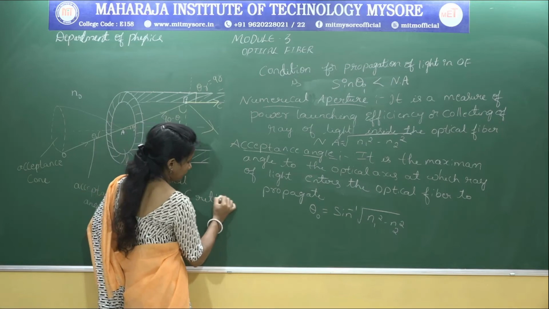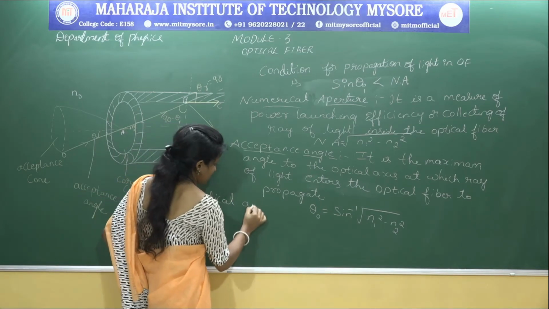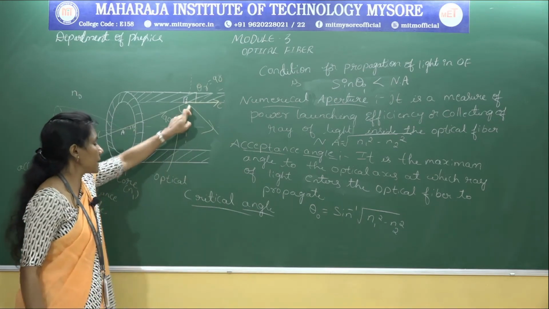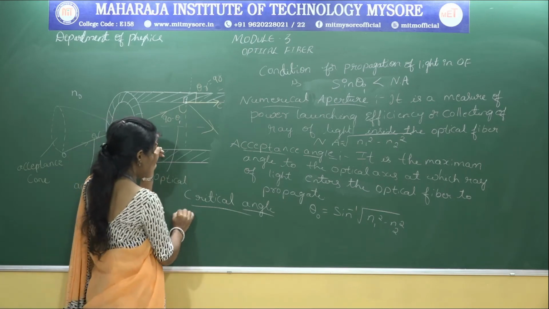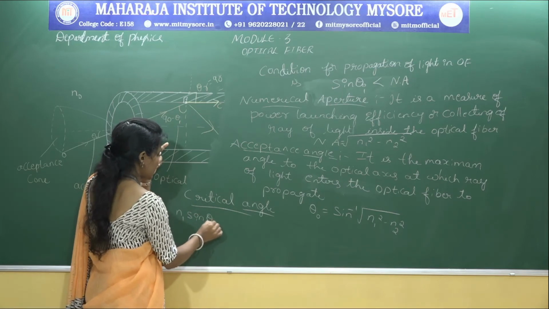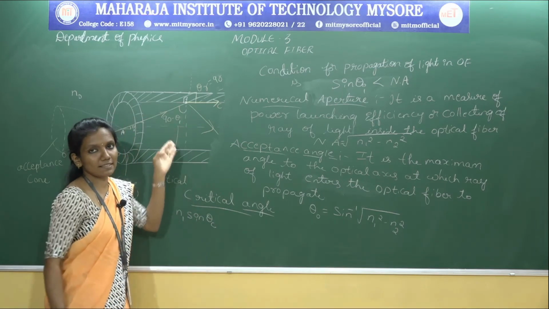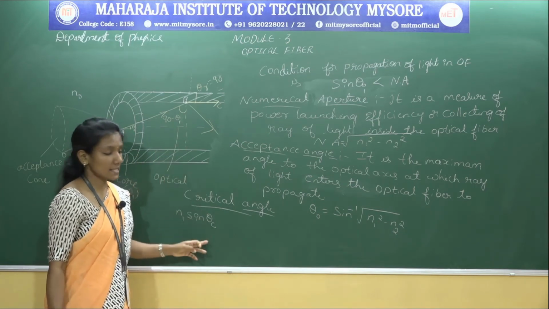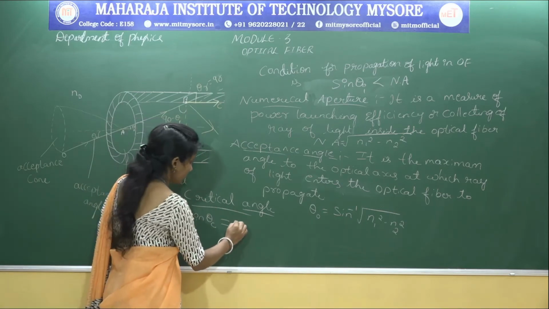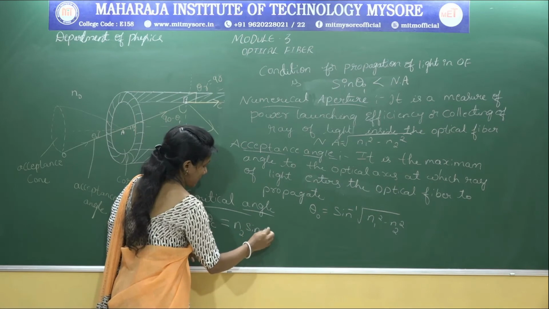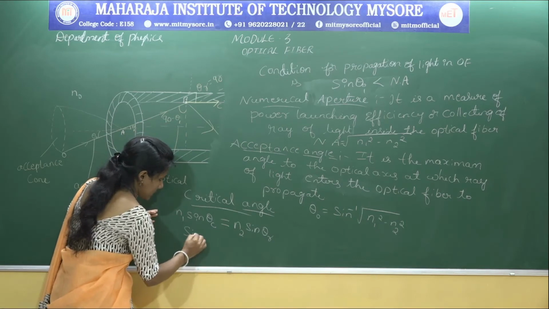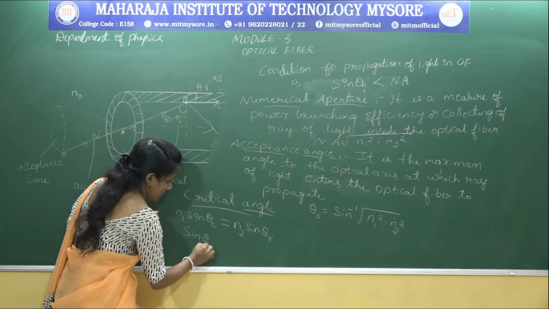When we apply Snell's law at point B, then what do we get? The ray of light is entering from the core. So, n1 sin of theta c. So, this 90 minus theta 1 is nothing but the critical angle. So, we can write that as theta c. So, n1 sin theta c is equal to n2 sin theta r.